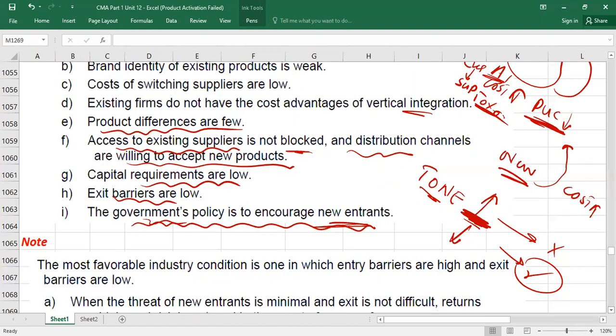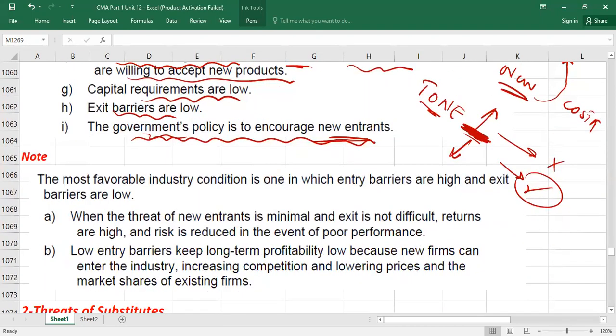Now, guys, if you are a company entering a new market, for example, and you want to earn profit in the long term, what is better for you? This is the note. The most favorable industry condition is one in which entry barriers are high, but you can break those barriers, and exit barriers are low. So that is most favorable for you. Understood?